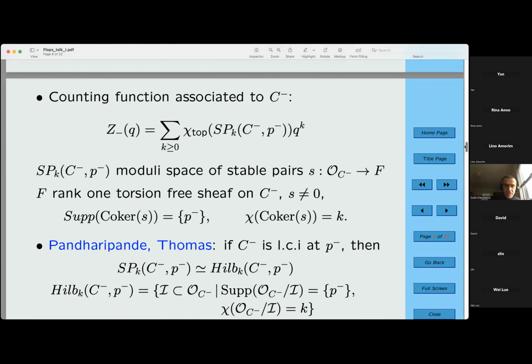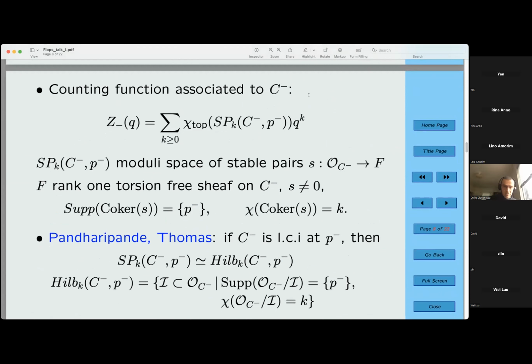So what is the counting function associated to C minus? This is somewhat easier. We have a moduli space of stable pairs. So I have F, a rank 1 torsion-free sheaf on C minus, and S is a non-zero section whose cokernel is supported at P minus, set theoretically, and has length K. Since S is a non-zero section, the cokernel is necessarily a zero-dimensional sheaf on C minus. And I just make a generating function by using the Euler numbers of these moduli spaces of pairs. Now that's the easiest thing to say.